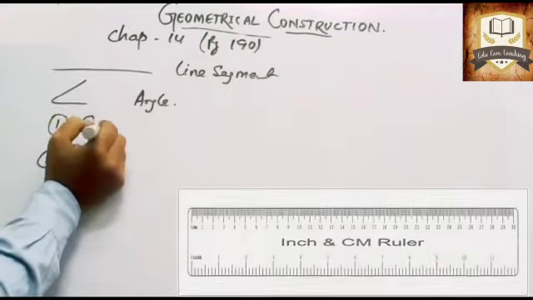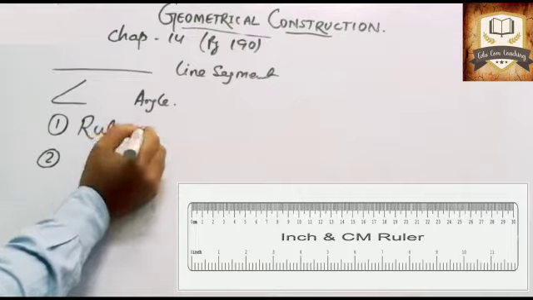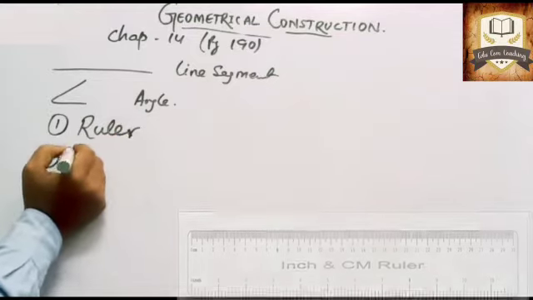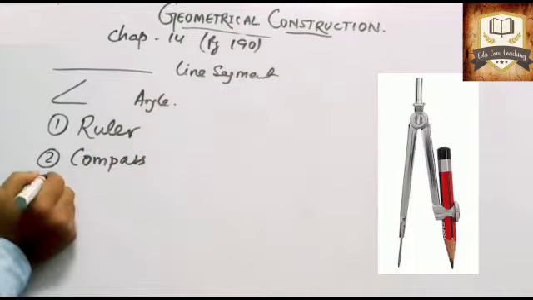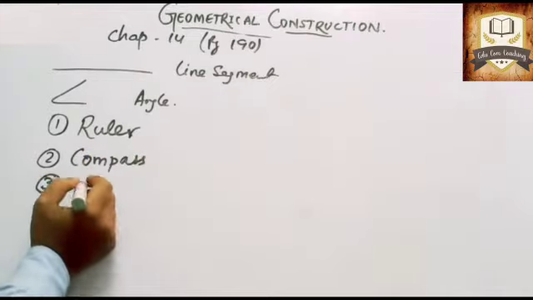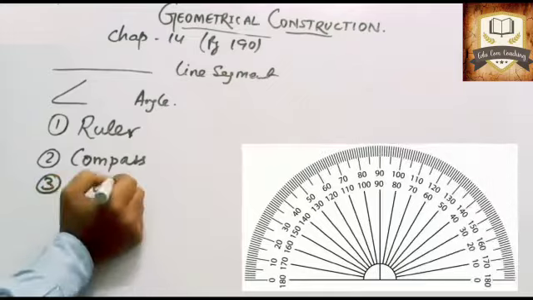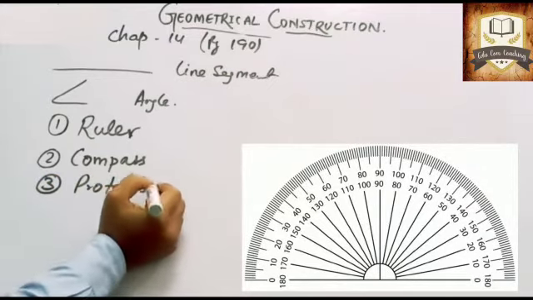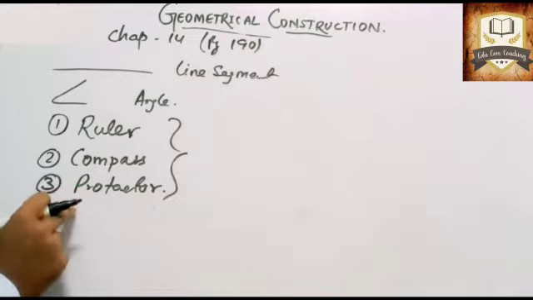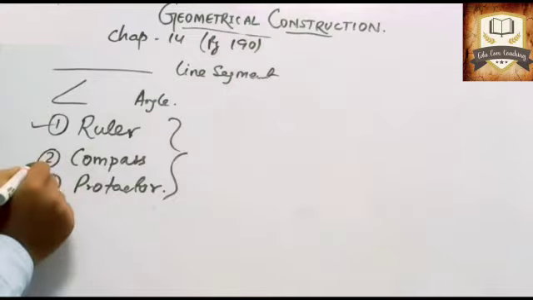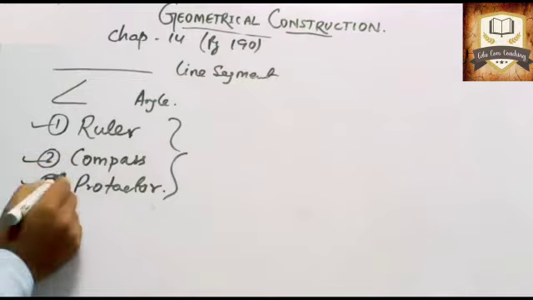like ruler. What is ruler? What is compass? And what is protractor? So these are the basic geometrical instruments which you have to understand, which we call ruler, compass, and the protractor.